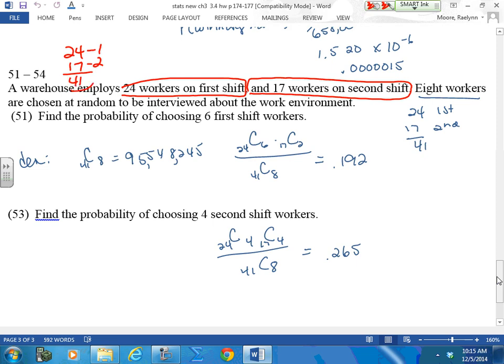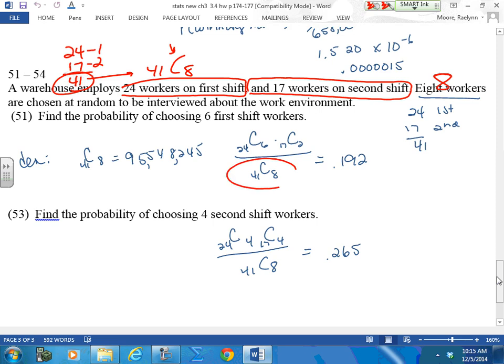41. Somehow, this number, 41, is going to go where? In the numerator or the denominator? Denominator, that's the whole. 8 workers are chosen at random to be interviewed about their work environment. So, my first thought is, out of 41 people, I'm going to choose 8. Does it matter what order they're in? No. So, I've got a combination. Out of my 41, I'm going to randomly choose 8 people. Is that my denominator or my numerator? Denominator. Any of the 41.